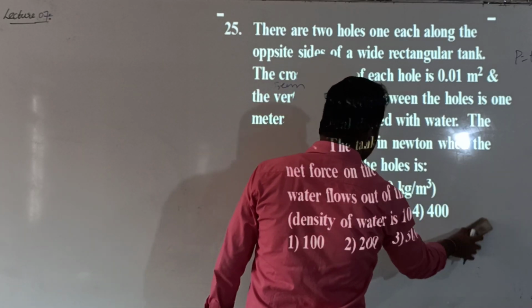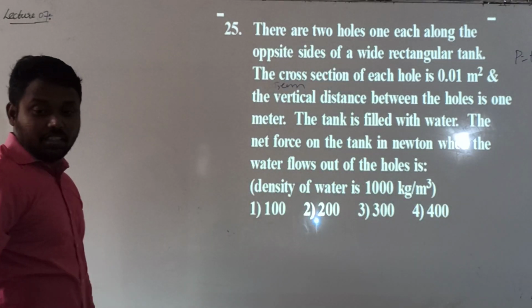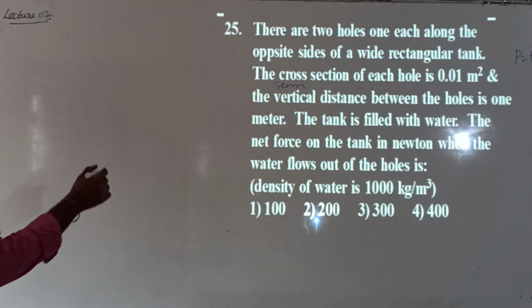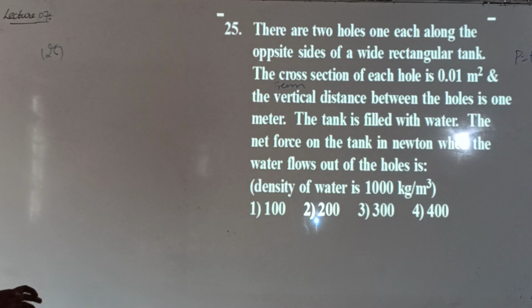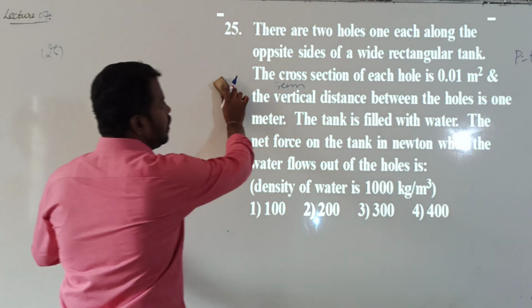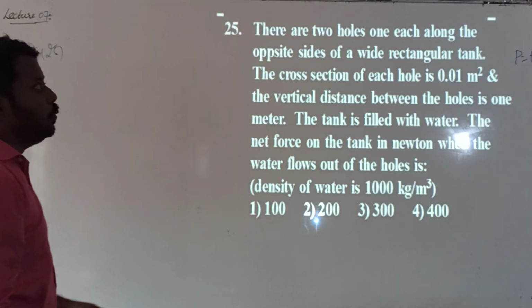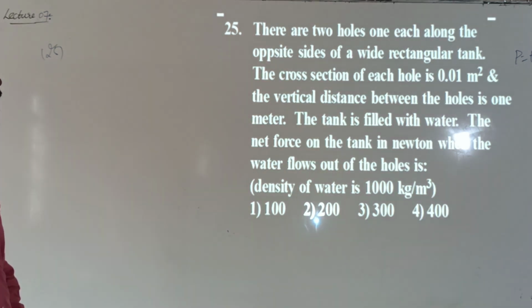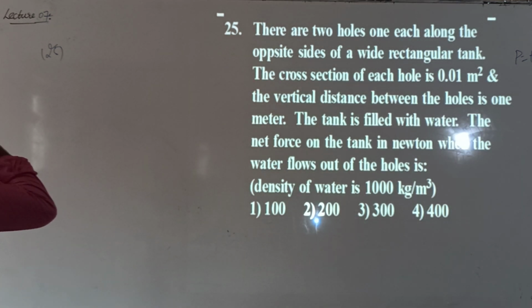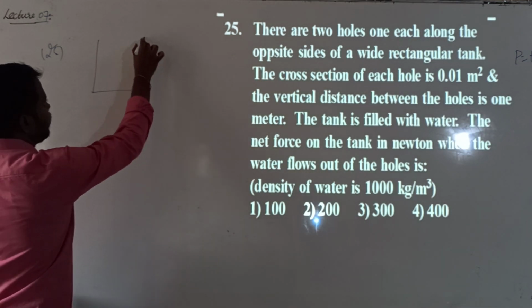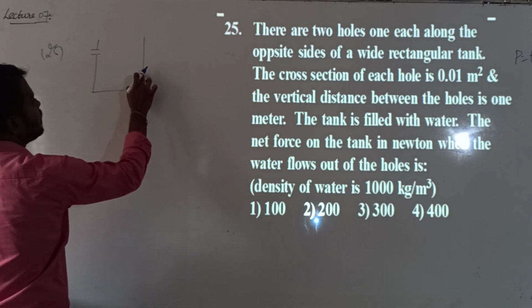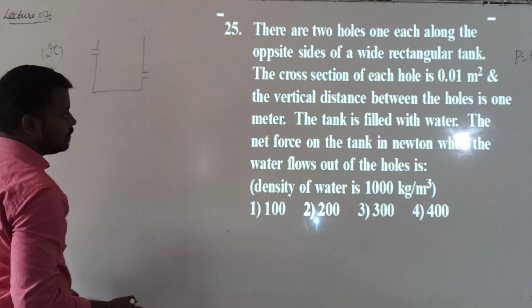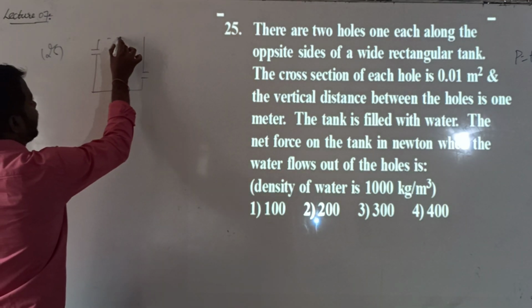So what is this question number 25? Even this is also a question based on the tank only. There are two holes. Important question. There are two holes, one each along the opposite sides of a wide rectangular tank. There is one tank, and for this tank there are two holes. Here one hole is there, on the opposite side, here one hole is there. So water is filled completely here.